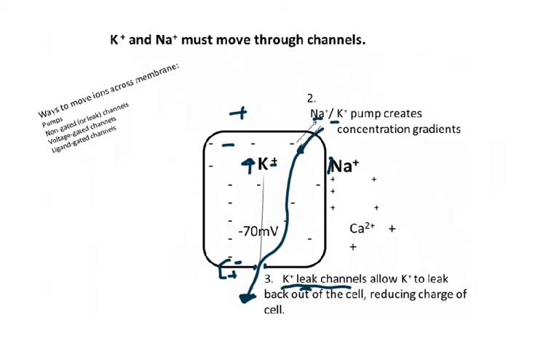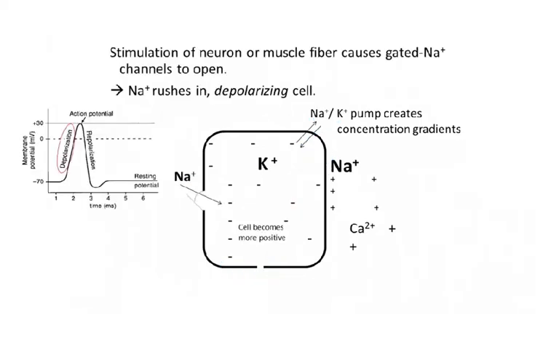So at rest, the cell is slightly negative. It's going to be this -70, and that would just kind of chug along there at -70. But then what happens is, when you stimulate a muscle cell, stimulation of a neuron causes gated sodium channels to open.